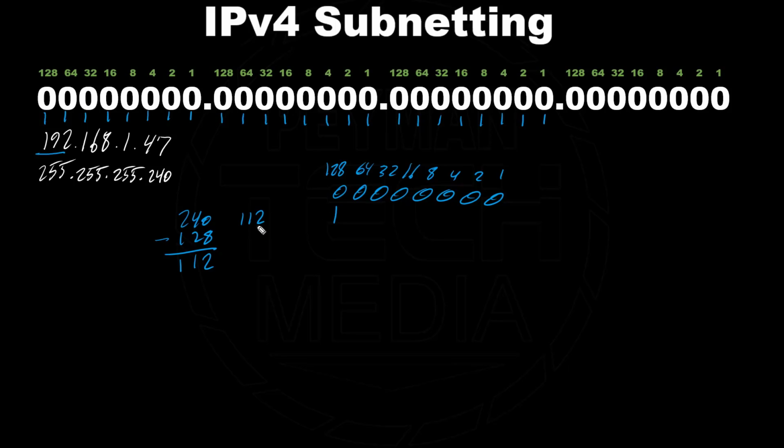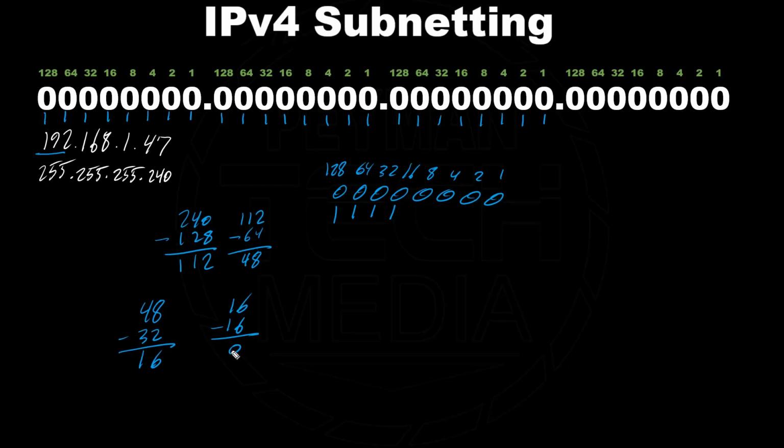64. Is 112 greater than or equal to 64? It is greater, so it's turned on. And what is our new value? Minus 64, which is 48. This is our new value, so I'm going to write down 48 here. Is this 48 greater than or equal to 32? It is greater, so it's turned on. What is our new value? 16. So 16, let's write down here. Is this 16 greater than or equal to this 16? It is equal, so it's turned on.